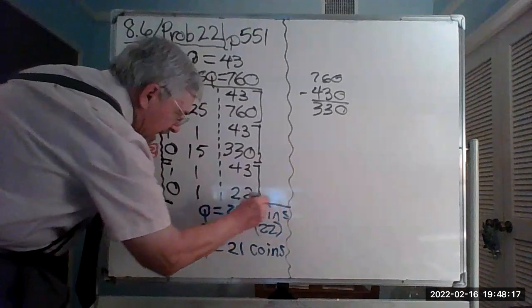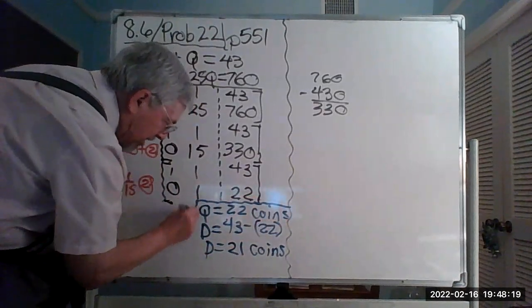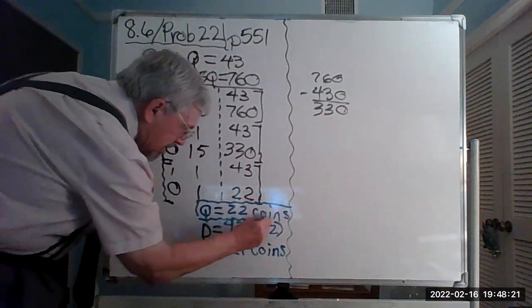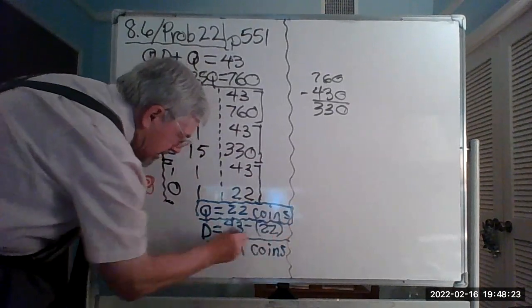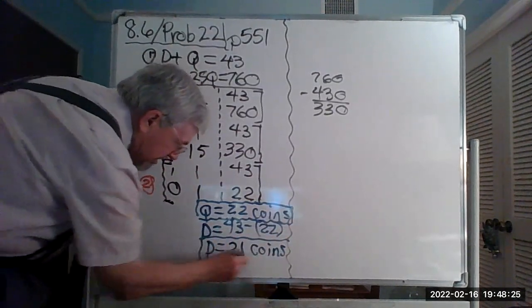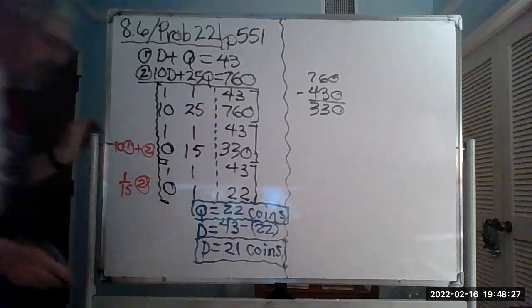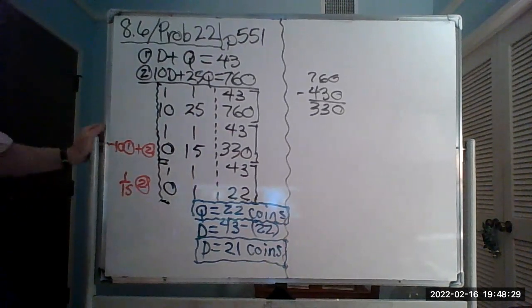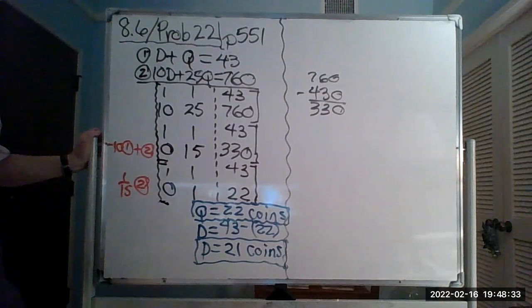Okay, so I have 23 quarters and 21 dimes. So look at that. We did that. No muss, no fuss. Just following our matrix solution method right here.